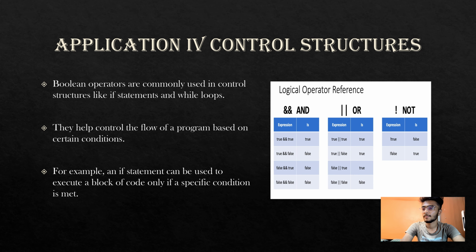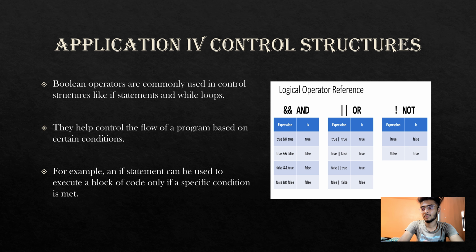Now we have the application of control structures. This is the last topic of the video. Boolean operators are commonly used in control structures like if statements and while loops. With an if statement, only if a condition holds should you enter the code. With while loops, while this condition holds, only then enter the loop. That is when Boolean operators come in handy. They help control the flow of the program based on certain conditions.